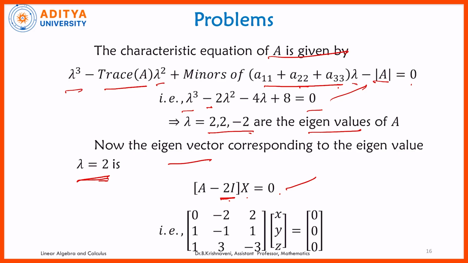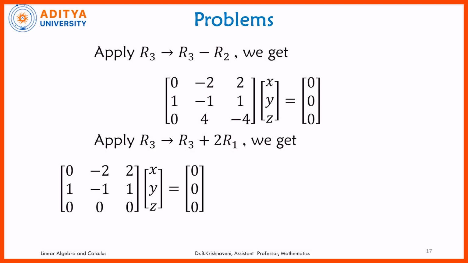Since A is a 3 by 3 matrix, the eigenvector will be a column matrix. Let us take it as x, y, z. On doing A minus 2I, we got the matrix 0, minus 2, 2; 1, minus 1, 1; 1, 3, minus 3, times x, y, z equal to 0, 0, 0. Now we need to solve this system to get x, y, z values. For that, we reduce it into echelon form.